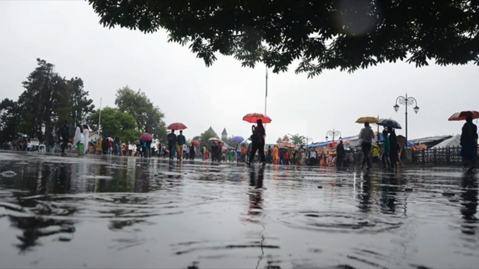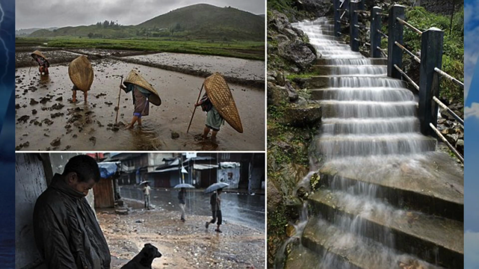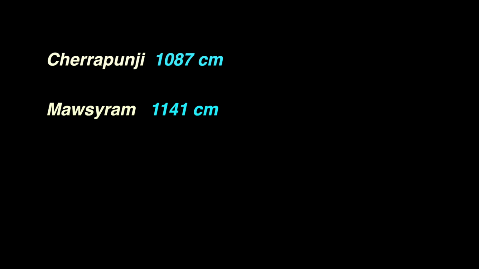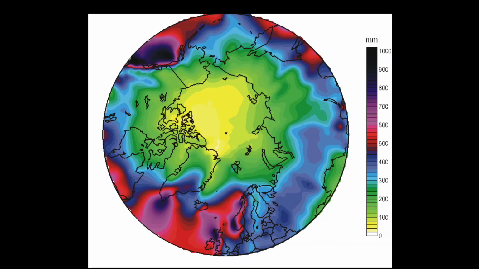The monsoon climatic regions receive more than 80% of the mean annual rainfall during 4 wet months of the summer season, which is from June to September. The monsoon lands also record the highest rainfall in the world, at two places in India: 1087 centimeters and 1141 centimeters respectively. The polar regions receive precipitation in solid form.